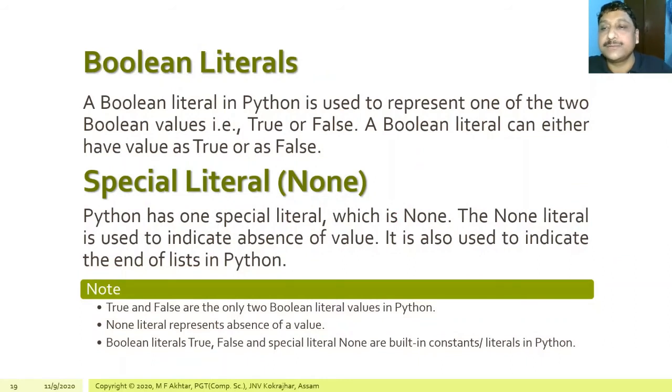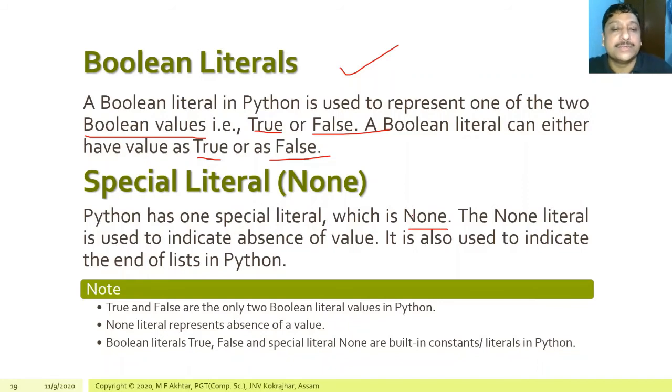Now Boolean literals. Boolean literals are simple. A Boolean literal is used to represent one of the two Boolean values, that is true or false. Okay, Boolean values have two values, true or false. A Boolean literal can either have values true or false. Okay, now a special literal, None. Python has one special literal which is called None, N-O-N-E, capital N. Now understand here, True must be written with capital T, and in False, capital F should be there. If we write in small letters, then it would not be treated as Boolean literal.